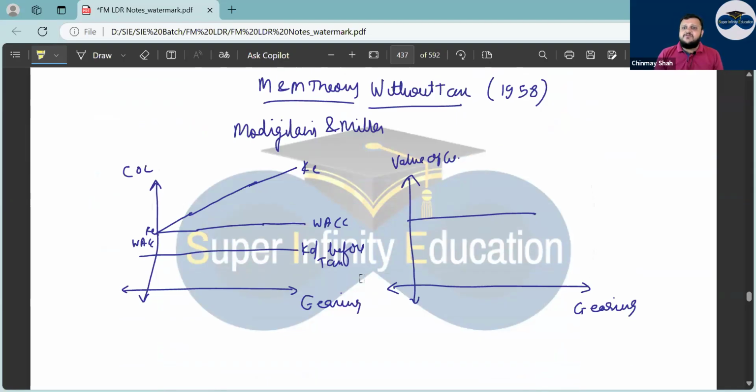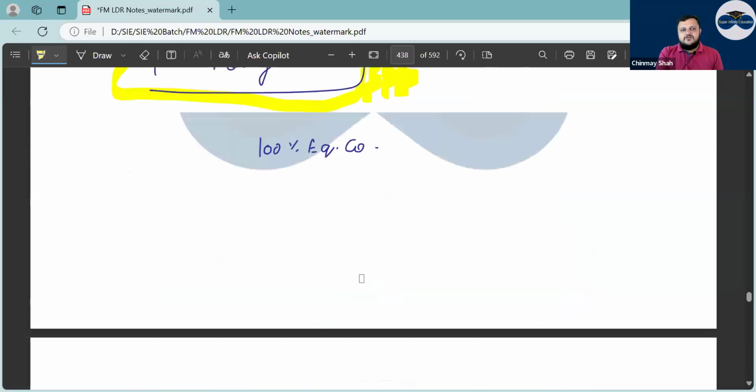Then Modigliani and Miller theory without tax, correct? Right? 1958. What does it say? Sir, you take equity, you take debt, correct? What will happen? Right? If you take your debt, KE will increase, WACC will remain constant, and the value of the company will also remain constant. So you take debt or you take equity, right? The WACC is going to remain constant.